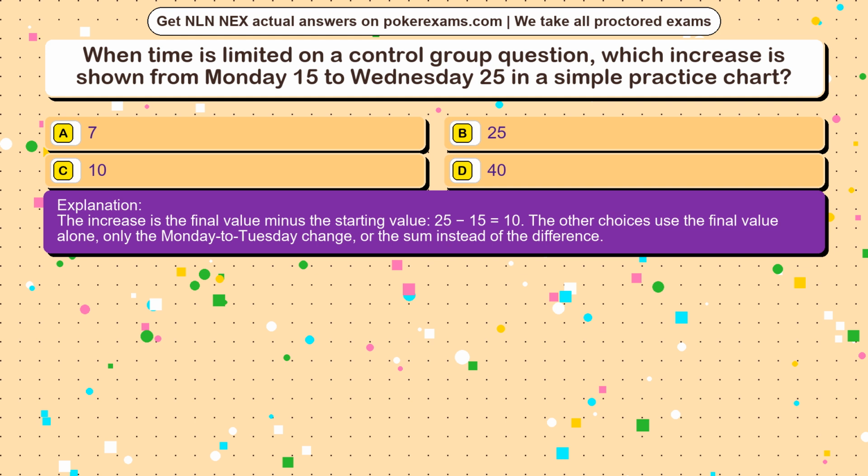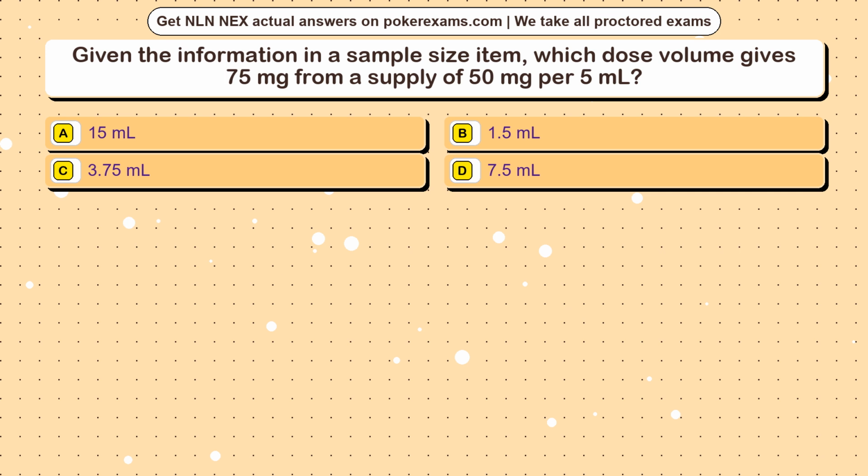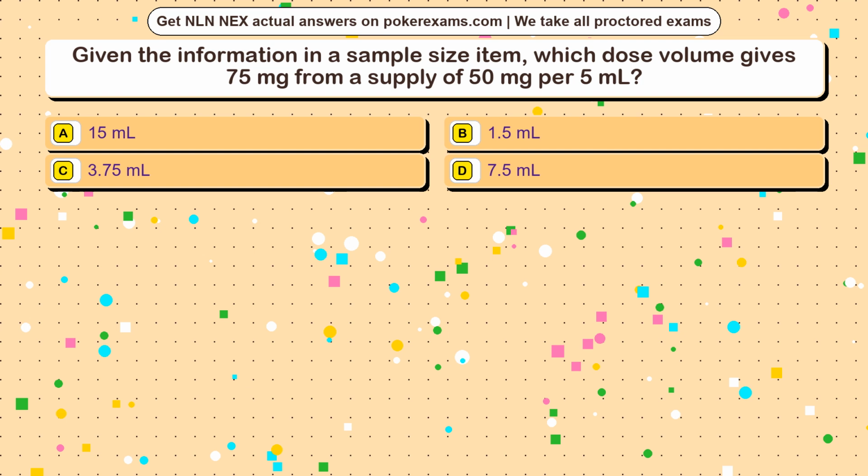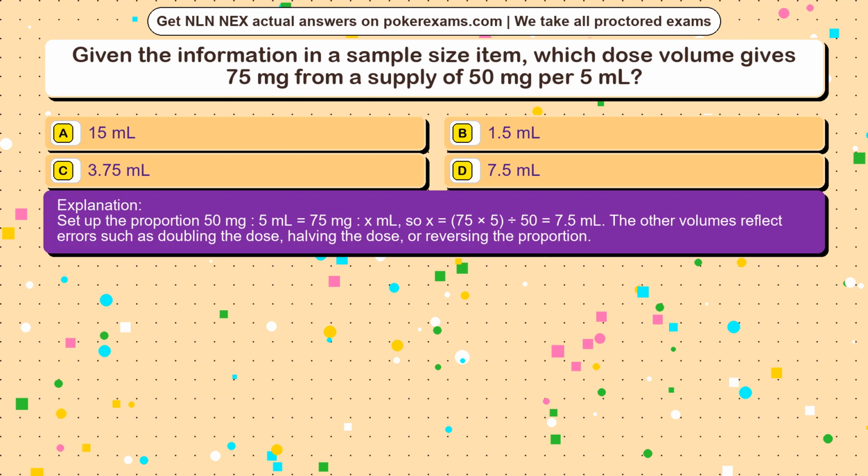Question 6. Given the information in a sample size item, which dose volume gives 75 mg from a supply of 50 mg per 5 ml? Option A, 15 ml. Option B, 1.5 ml. Option C, 3.75 ml. Option D, 7.5 ml. The correct answer is option. Set up the proportion 50 mg, 5 ml equals 75 mg, x ml, so x equals 75 times 5, divided by 50 equals 7.5 ml. The other volumes reflect errors such as doubling the dose, halving the dose, or reversing the proportion.